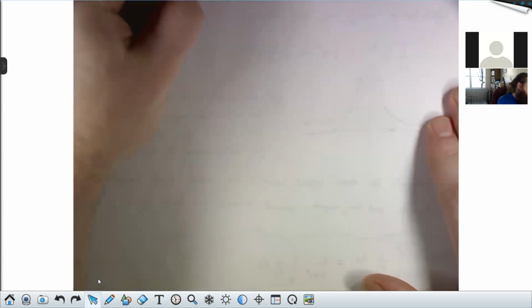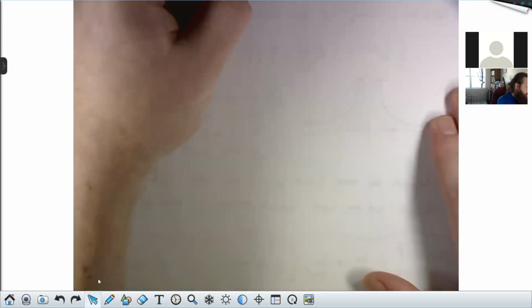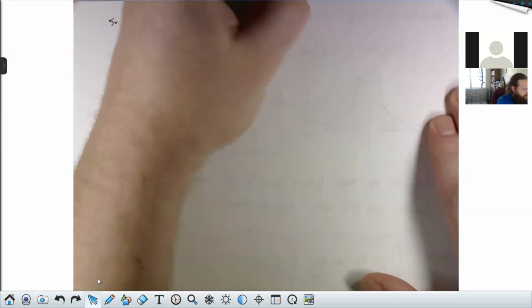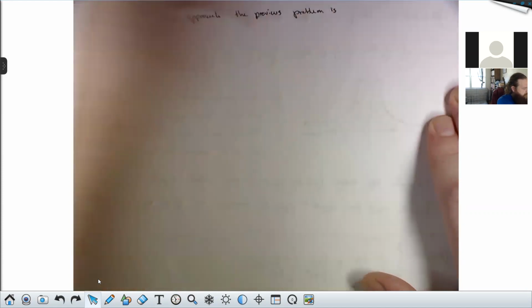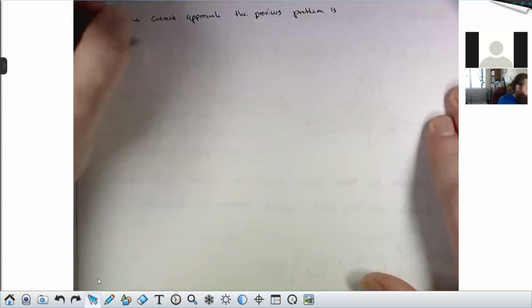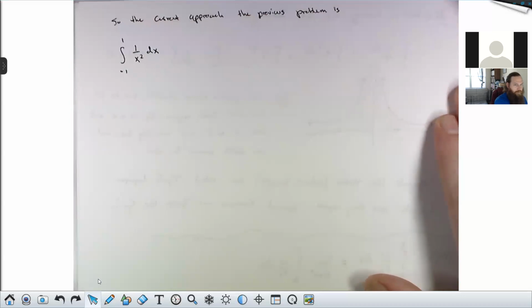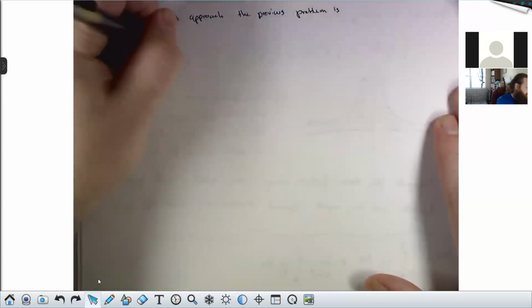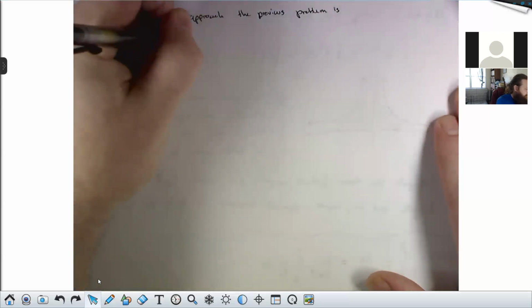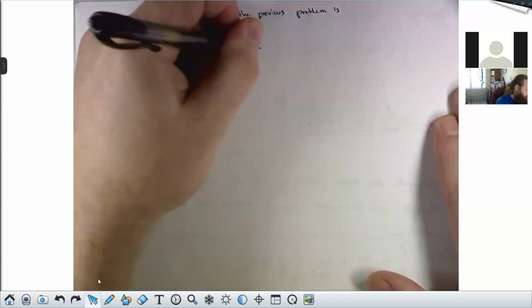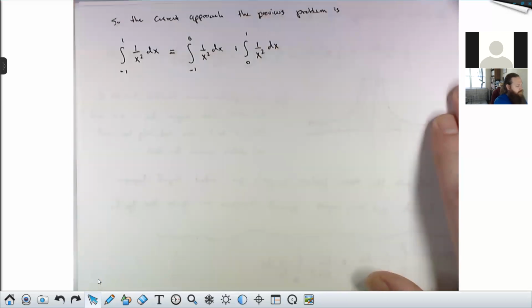So the correct way to approach the previous problem is to say, okay, integral -1 to 1 over x squared dx. 1 over x squared has a problem at 0. So just like the integral -infinity to infinity, you split this up as integral -1 to 0, 1 over x squared dx, plus the integral 0 to 1, 1 over x squared dx. And then you'd handle each one with their own limit.